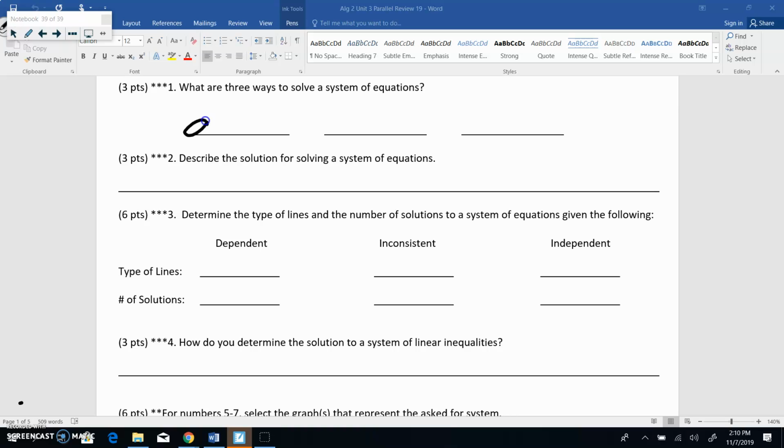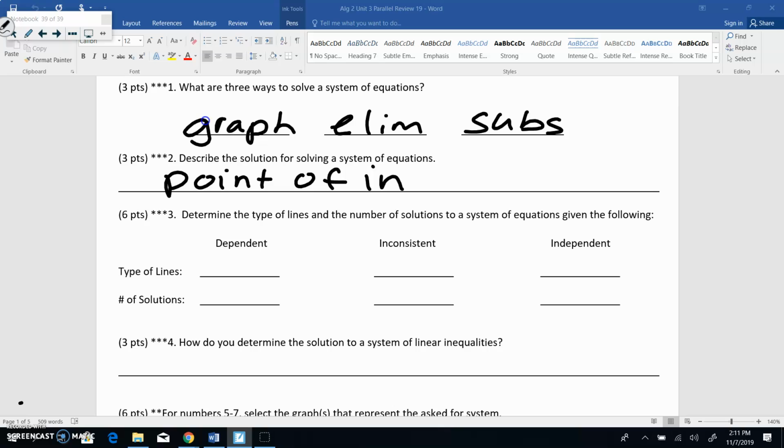So 3 ways to solve. We have graphing, okay, we have elimination, and we have substitution. Okay, those are my 3. It's okay to abbreviate. I'm totally fine with that. Alright, describe a solution for solving a system of equations. Okay, we are looking for the point of intersection. That is the best answer to this. However, you can give me anything about the ordered pair, just as long as you let me know that you understand you are looking for the intersection point of your lines.